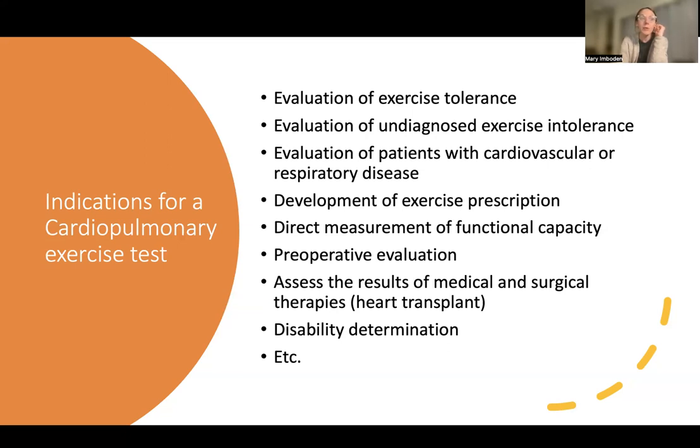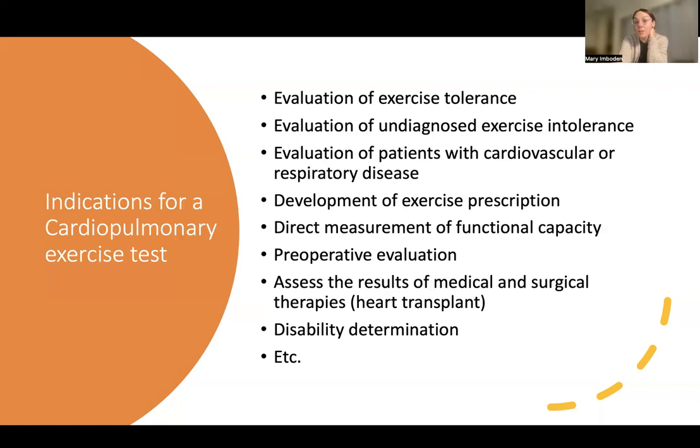So indications for cardiopulmonary exercise testing, let's just say there's many different reasons to do so. In a clinical setting, it may be used to evaluate exercise tolerance, or maybe more appropriately stated, exercise intolerance, as is commonly seen with heart failure, valve disease, or other cardiac conditions. It's used to evaluate patients with cardiovascular disease, respiratory disease, to see how they are progressing, or when their symptoms show up.